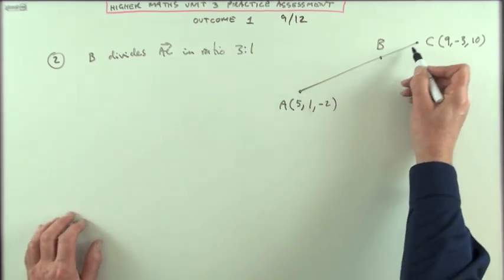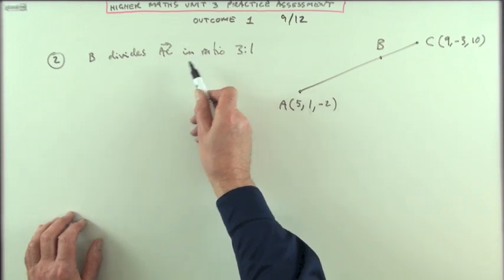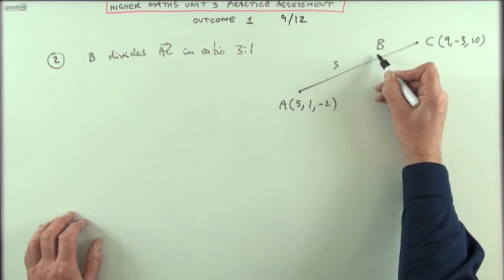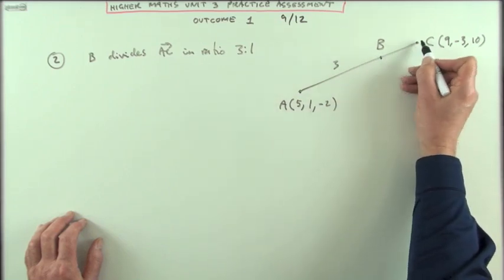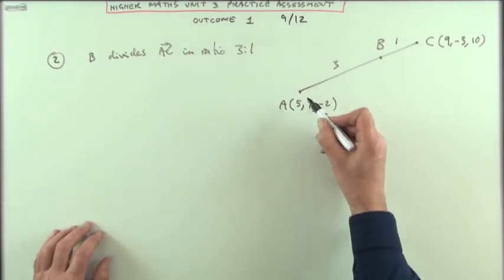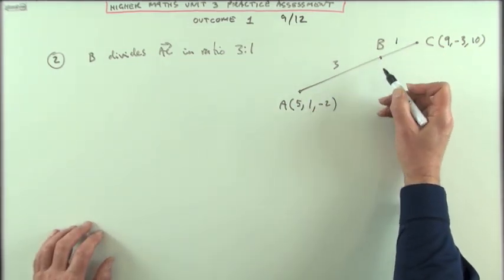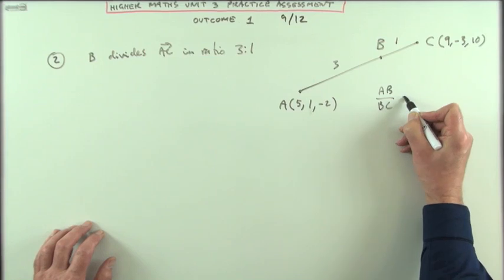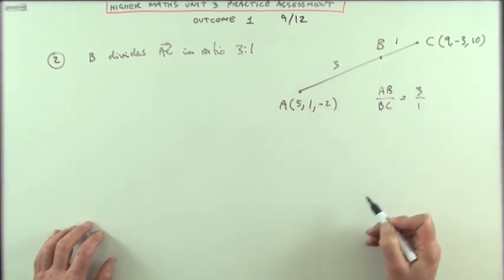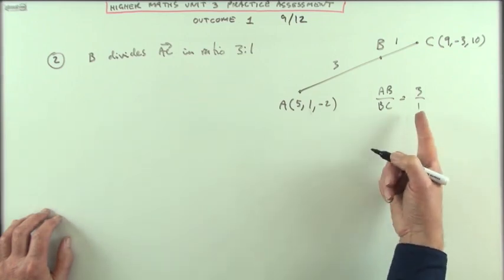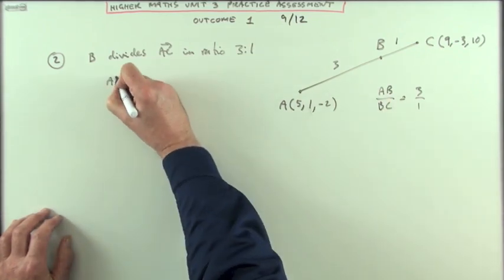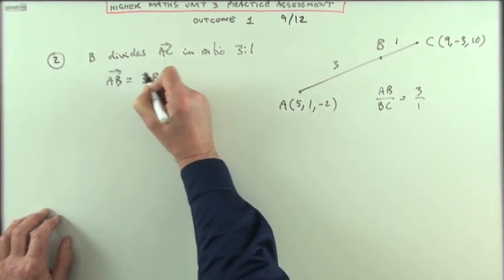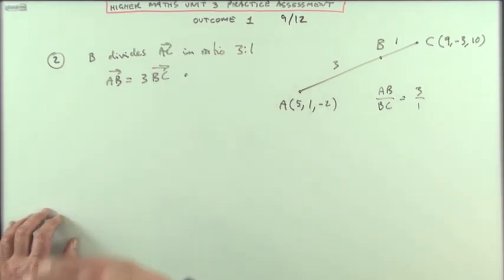If I start off with this part, notice it just says at the side B divides AC in the ratio of 3 to 1, which means it's 3 steps from A to B and then another 1 step on from B to C. That means that this line segment AB over that line segment BC is 3 over 1. So one way of doing this question would be to say 1 lot of AB is 3 lots of BC. That would be the first mark.